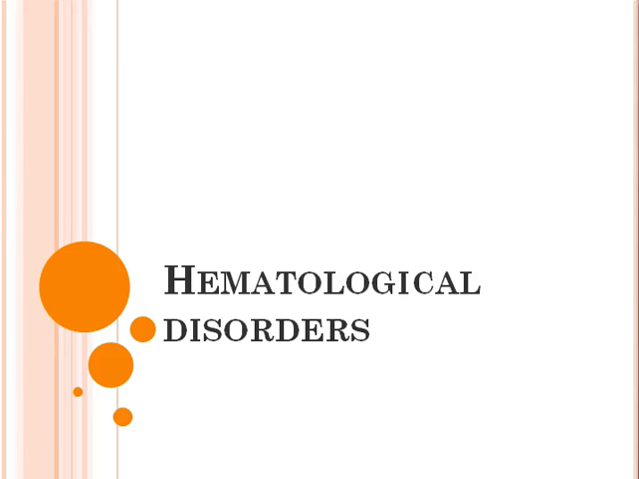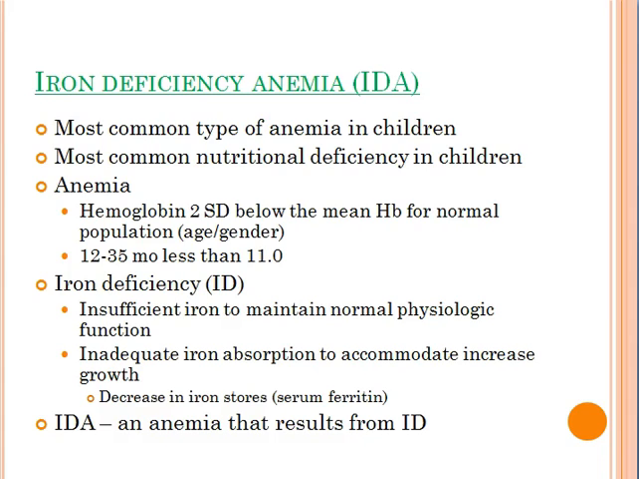So I want to talk about two hematological disorders that we commonly see in pediatrics. And the first we're going to talk about is iron deficiency anemia. Again, anemia is defined as a hemoglobin of 2 standard deviations below the mean for the normal population.